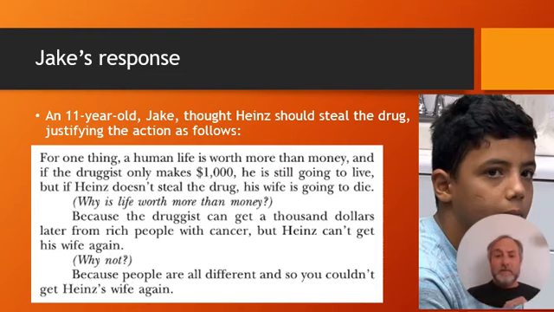So Jake says, yeah, Heinz should steal the drug. And when Kohlberg asks Jake, well, why? Why should Heinz steal the drug? Jake says this. Well, for one thing, a human life is worth more than money. And if the druggist only makes $1,000, he's still going to live. But if Heinz doesn't steal the drug, his wife is going to die. And then Kohlberg asks, well, why is life worth more than money? Well, because the druggist can get $1,000 later from rich people with cancer, but Heinz can't get his wife again. Well, why not? Why can't Heinz get his wife again? Well, because people are all different, so you couldn't get Heinz's wife again.